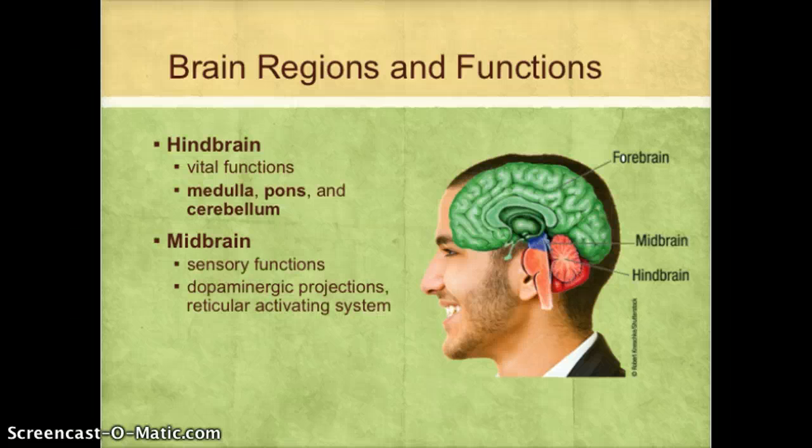The midbrain is made up of the reticular activating system. That's the bluish-purplish portion of the picture. This sits right at the top of the spinal column where it meets the rest of the brain. Sensory functions are its main purpose, so it makes sure all the sensory information from the body gets into the brain properly. One of the interesting things about this particular part of the brain is something called dopaminergic projections.